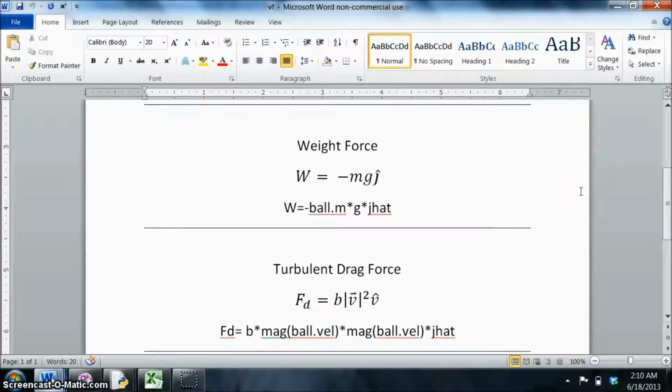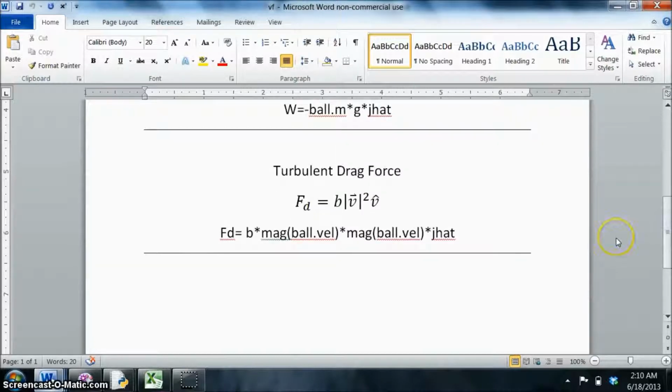So, what is the weight force? The weight force is the force that pulls the object towards the Earth. It is equal to the mass of the object times the gravitational acceleration, where g is equal to 9.8 meters per second squared, times j hat, which is the direction that the object is falling in. Because the object is in free fall, it's going to fall downwards, and that's why we have a negative sign out front. The other type of force is a turbulent drag force.